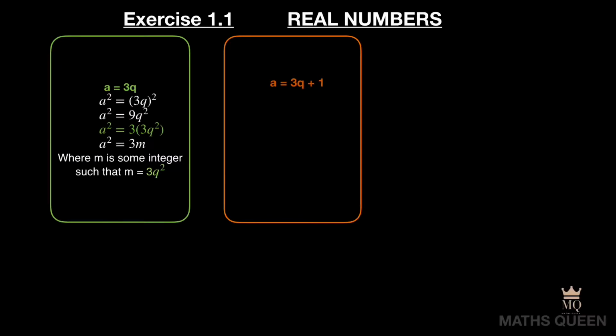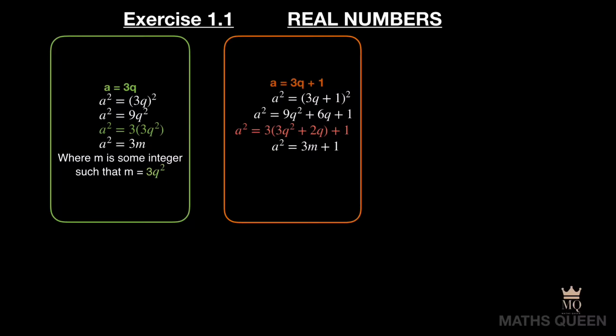Moving to case 2, a = 3q + 1. On squaring we have a² = (3q + 1)². So it is of the form (a + b)². That is, (a + b)² = a² + 2ab + b². So we get a² = 9q² + 6q + 1. Here see it is ending with + 1. So we could prove it as 3m + 1. So we take out 3 as common and put the rest in the bracket. That is, taking out 3 as common, we have 3(3q² + 2q) + 1.